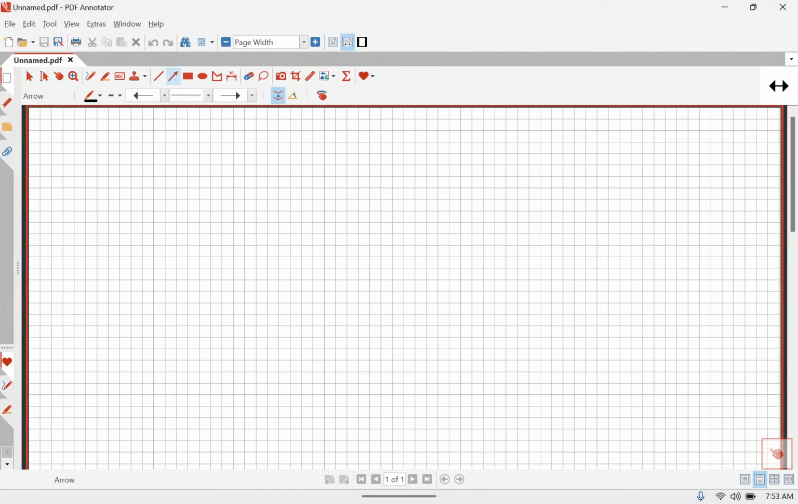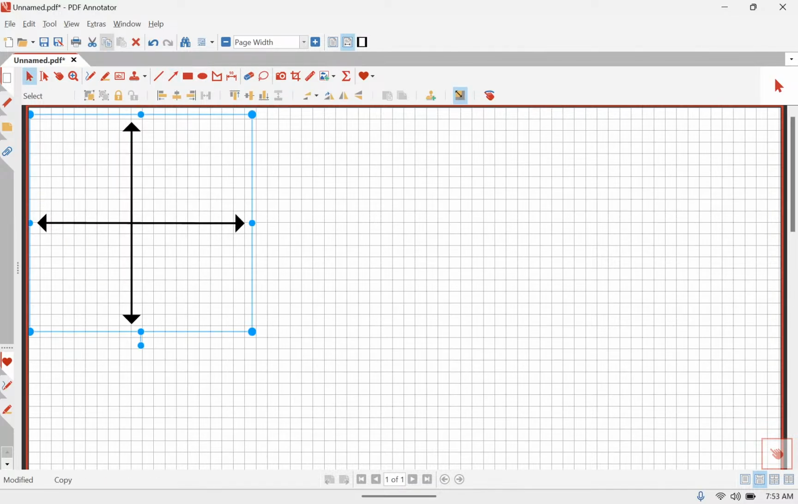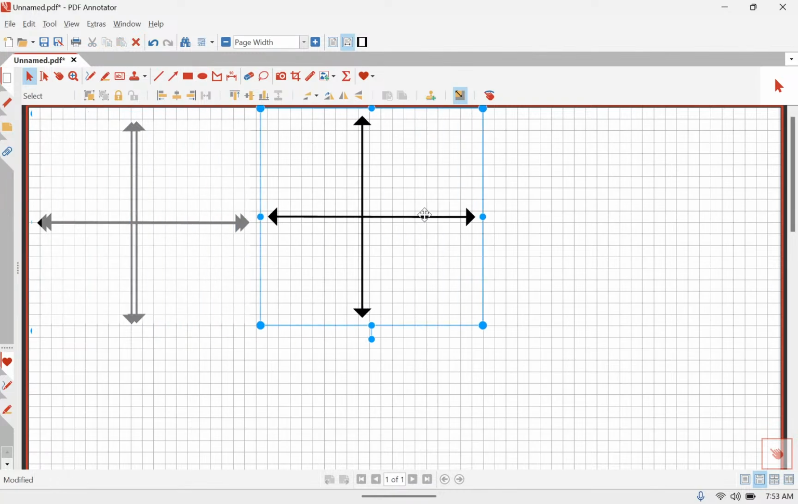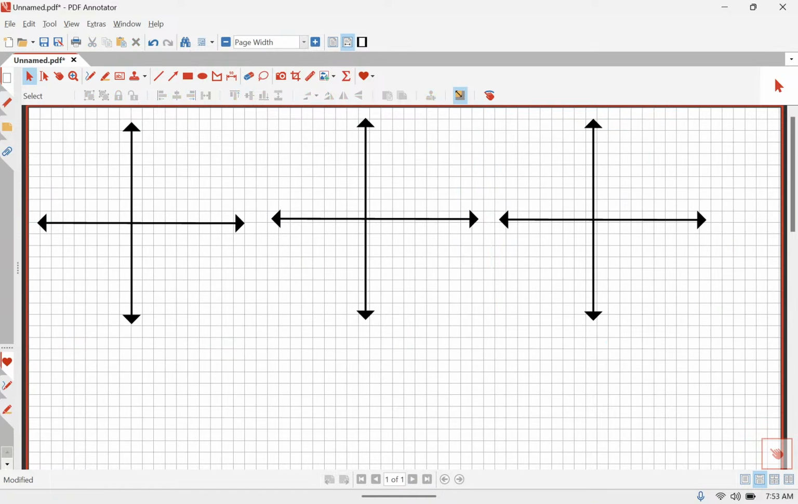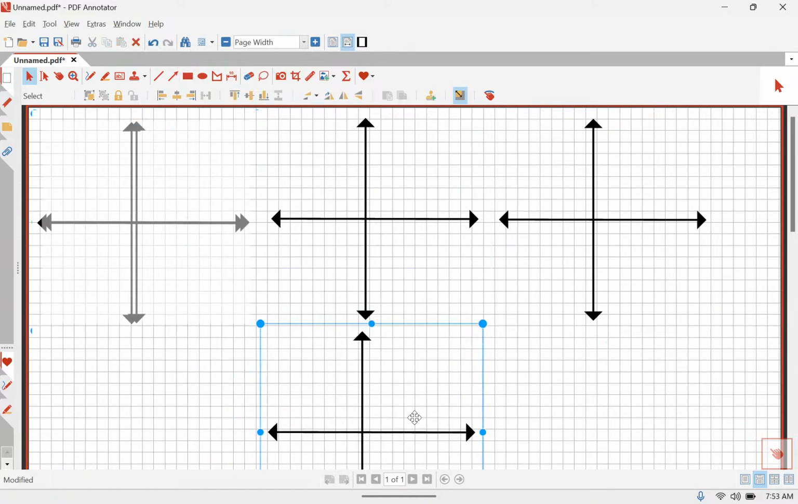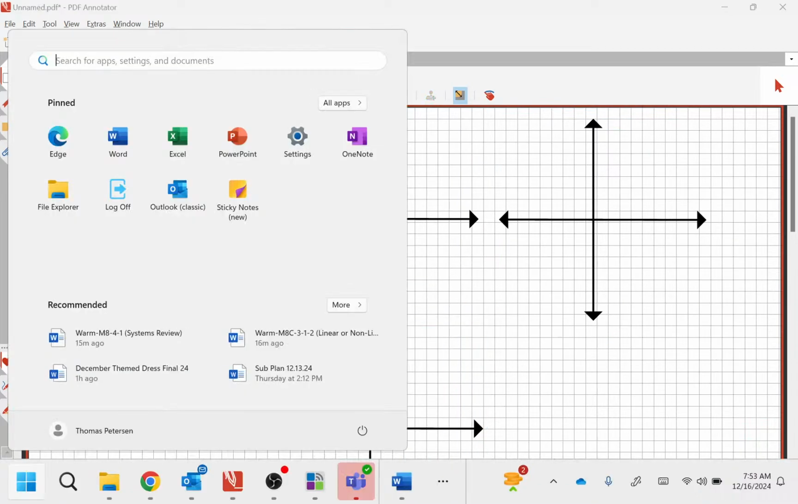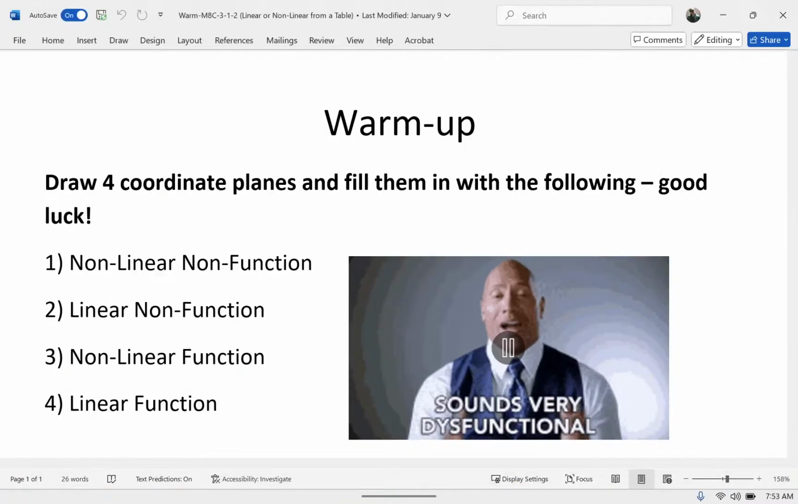Alrighty, everybody. Can I get you back up here in 5, 4, 3, 2, 1. Let's see here. So I need four coordinate planes. And I think, let's see, what was the order I asked for? It goes non, yes, no, yes, no, no, yes, yes, yes, no, yes, no.